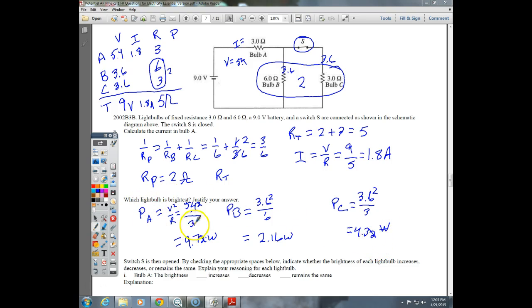So when it says which one's brightest, you're going to say A is the brightest. My pen's really slow for some reason. And my question is, did we justify our answer? Yes, we sure did. We said it is the brightest because it has the highest power.